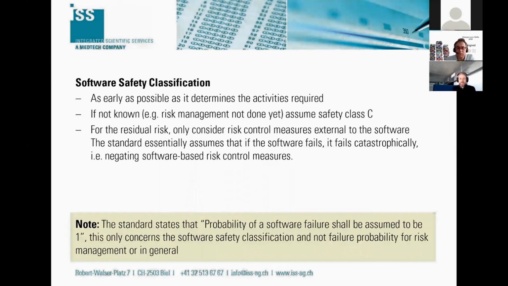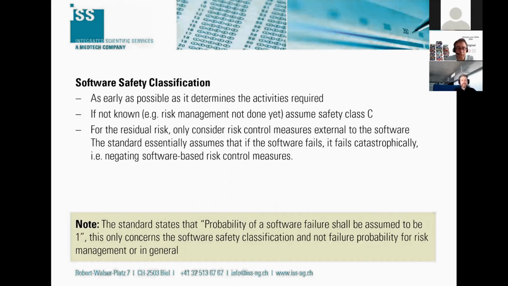As I mentioned before, the classification is based on the residual risk, but we may only consider risk control measures that are external to the software, because the standard essentially assumes that if the software fails, it does so catastrophically, and which would negate any software-based risk control measures. So that's something to keep in mind.